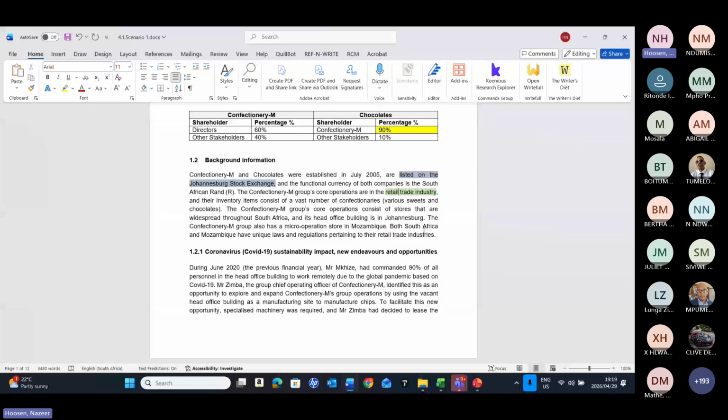Arguably, they could have many work in progress items that they do sell. Maybe that's how they purchase it and sell it, but in essence, that's the core of it. Let's not look for the exceptions, but focus on the practicality for the most part. That would be like a retail trade industry, with finished good items that the company would sell. Confectionery M's Group's corporations are in the retail trade industry, and the inventory items consist of a vast number of confectioneries, such as sweets and chocolates.